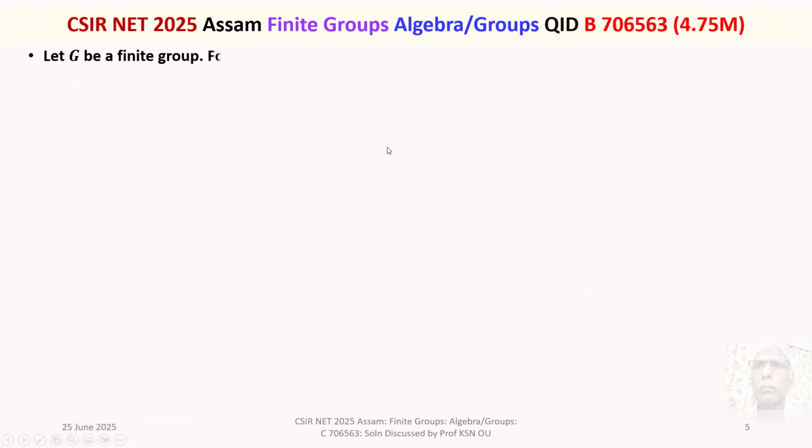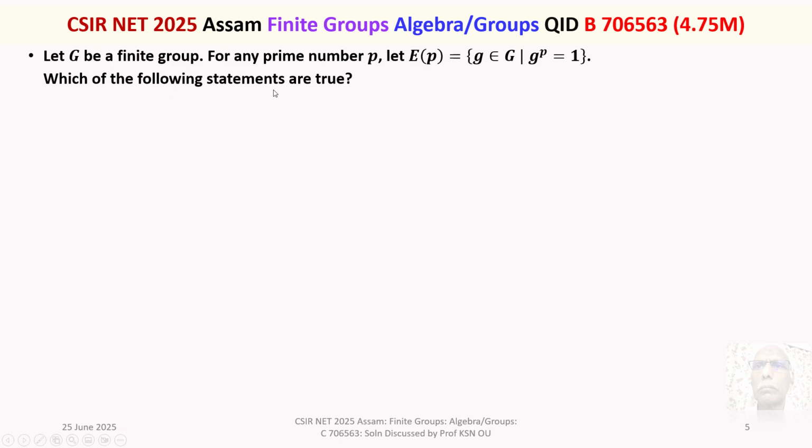The given question is, let G be a finite group. For any prime number P, E of P is the set of all those elements g belongs to the group G such that g power P is equal to 1. g power P means g multiplied by g multiplied by g, P times, is equal to 1, that is the identity element of G. Multiply means whatever operation is there, you do it. Compose. Which of the following statements are true?